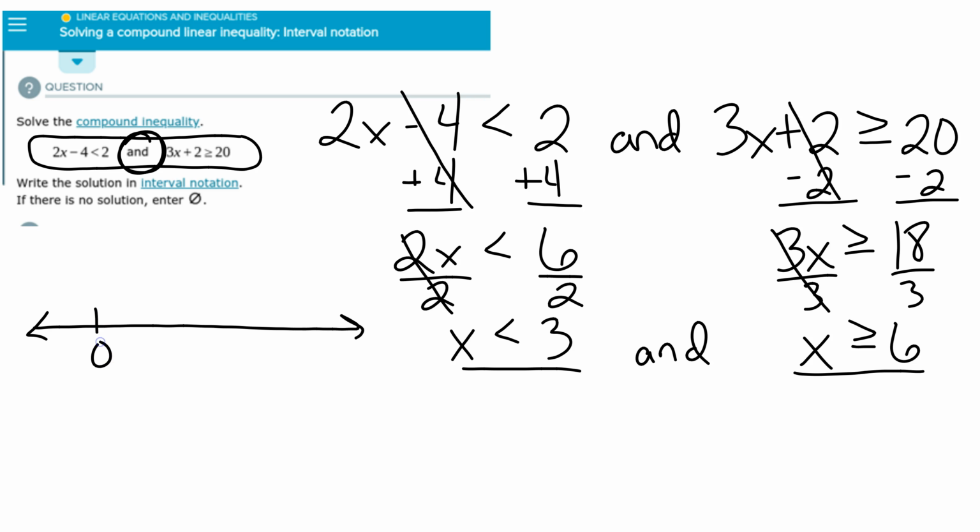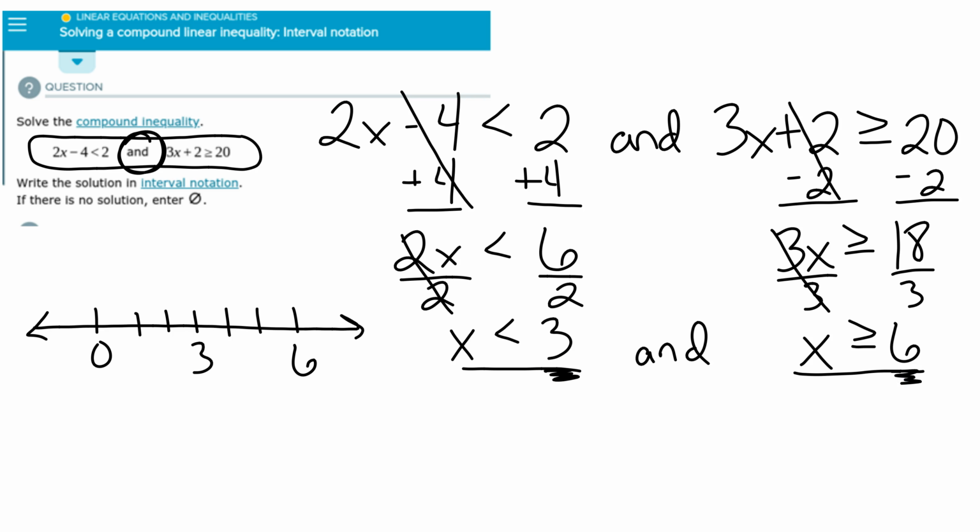So on a number line, since both of them are in the positive section, I'm going to start my 0 way over here on the left. Then I have 1, 2, 3, 4, 5, 6. So 6 is here, 3 is here. That's where my two solutions, one end of each of those will be.